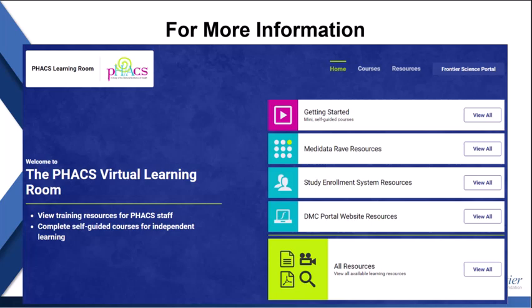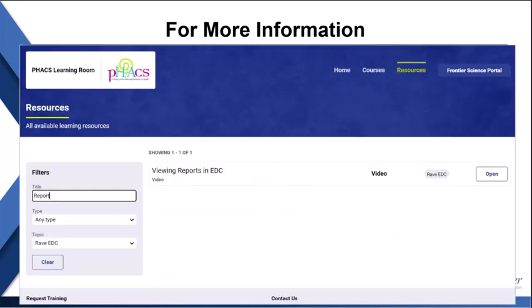Additional resources can be found in the FACS Virtual Learning Room. You'll access this from the Frontier Science portal, and this is the home screen. For more about Rave reports, you'll click on Rave Resources. This video tutorial may be helpful for you.